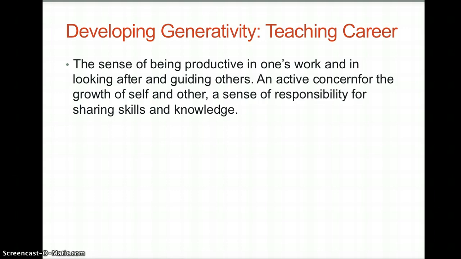Feeling productive. When a teacher stops feeling productive or stops being concerned for the growth of him or herself and others, or stops feeling they have a responsibility for sharing, that teacher becomes stagnant and isn't a very good teacher. So continuing to develop generativity is important, and continuing to nurture and foster that is important in a teaching career, or in any career as far as that goes.